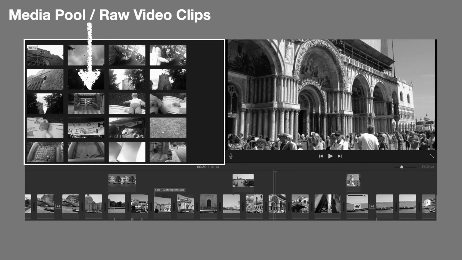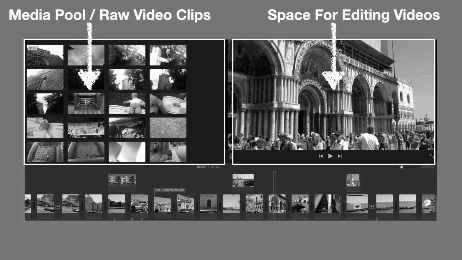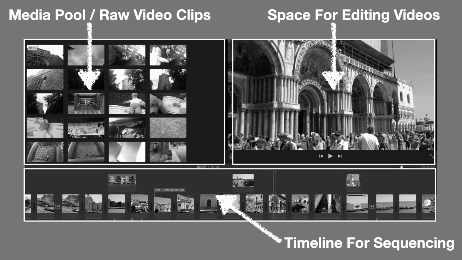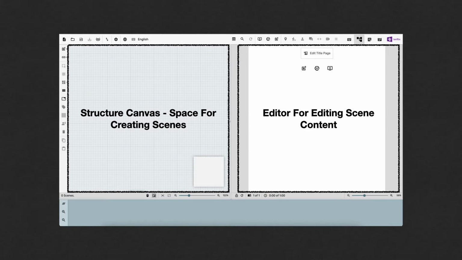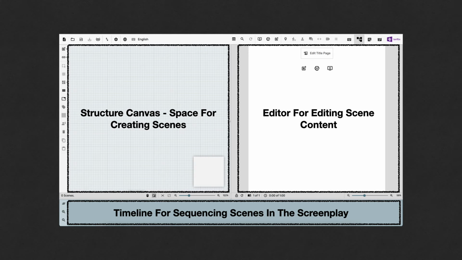For this, we have taken inspiration from video editing apps where you have an area to import raw video clips, another area where you edit these clips, and a third area where you clip and sequence clips to make your film. Much the same way, Scrite has Structure Canvas on which you can create scenes, a feature-rich text editor where you can edit these scenes, and yet another area where you can place these scenes in a sequence to make up the screenplay. By using all of these features, you can effectively capture the shape and flow of your stories.